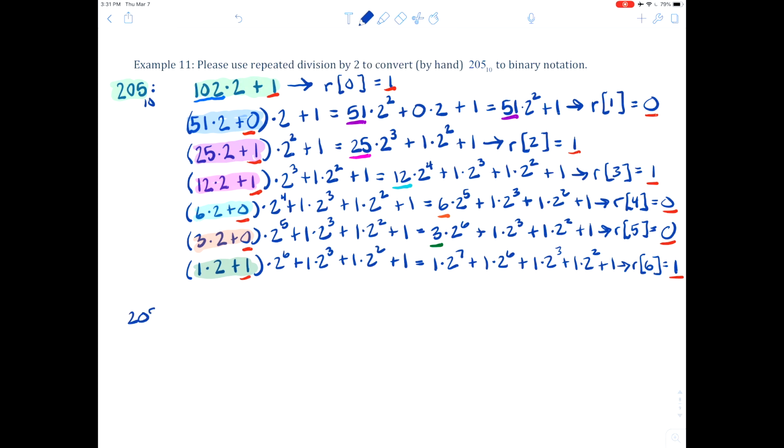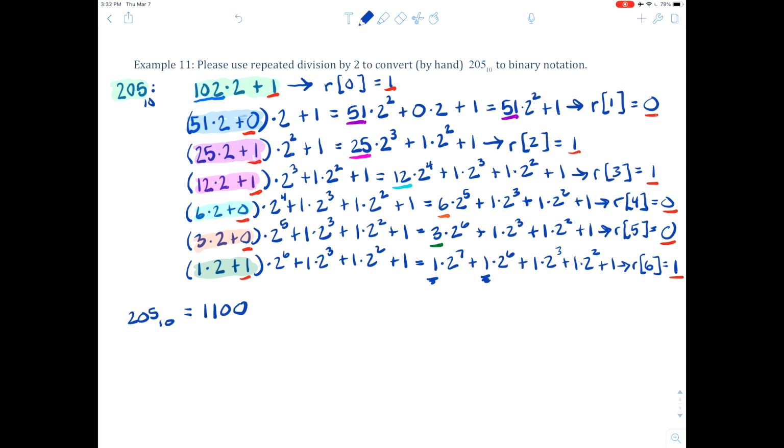All right, so let's include all those powers of 2. So 205 base 10 is going to be, so drum roll here. So I'm looking at these things here, and I'm going to include the missing powers of 2 as well. So we're going to have 1 times 2 to the 7th, right? 1 times 2 to the 6th. 2 to the 5th and 2 to the 4th are missing. So there will be zeros as placeholders there, right?